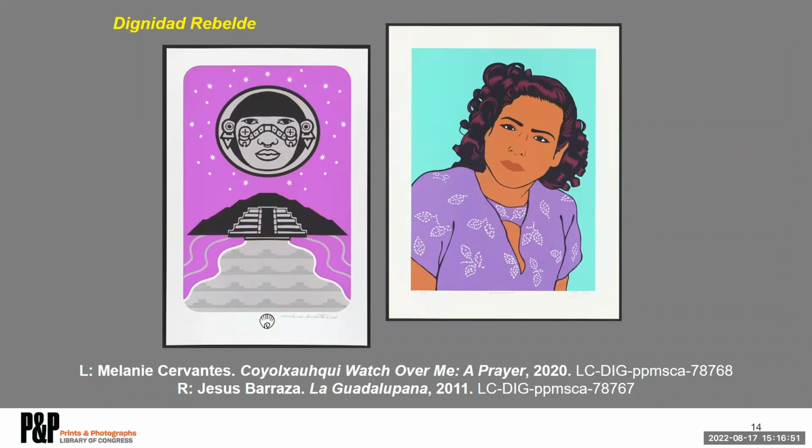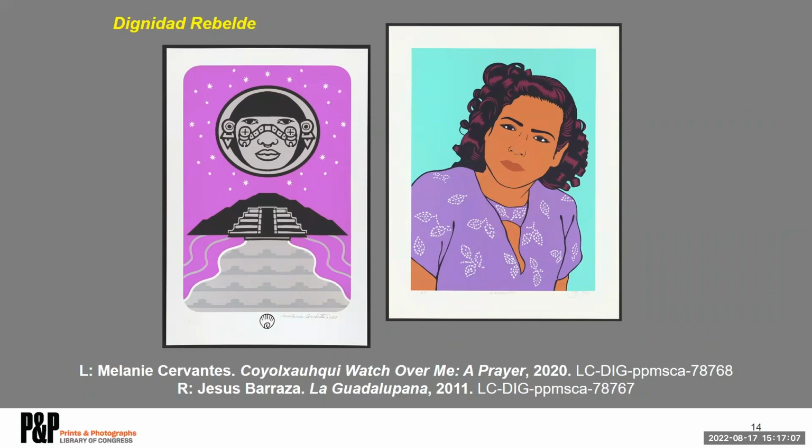The library recently added to its collections 13 screen prints by Dignidad Rebelde that promote themes of social justice, Chicanx, Latinx communities, immigration, contemporary art influenced by pre-Columbian motifs, and more.